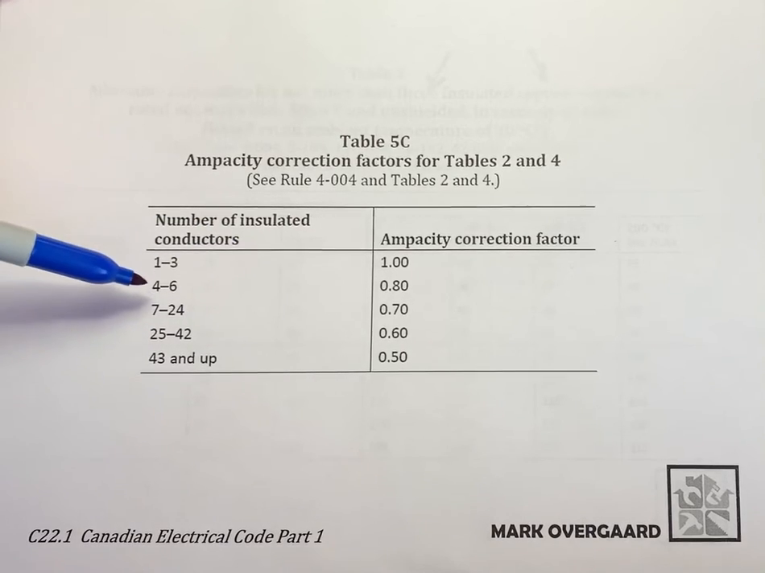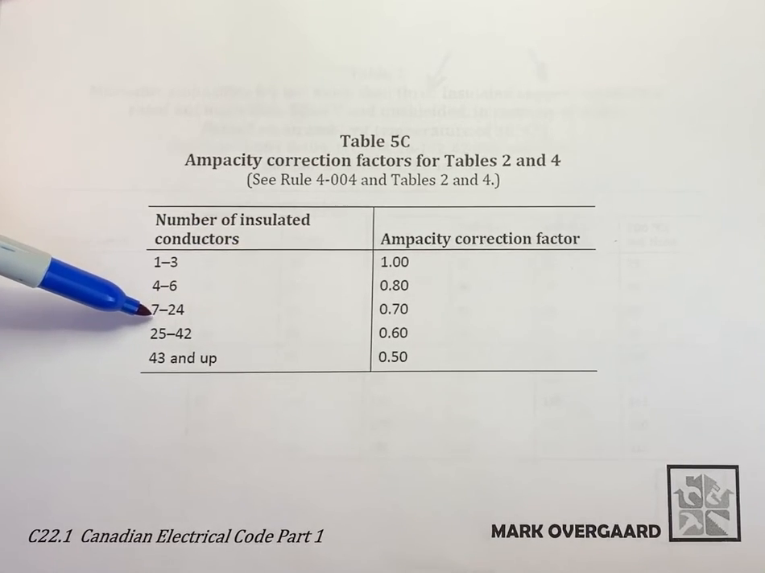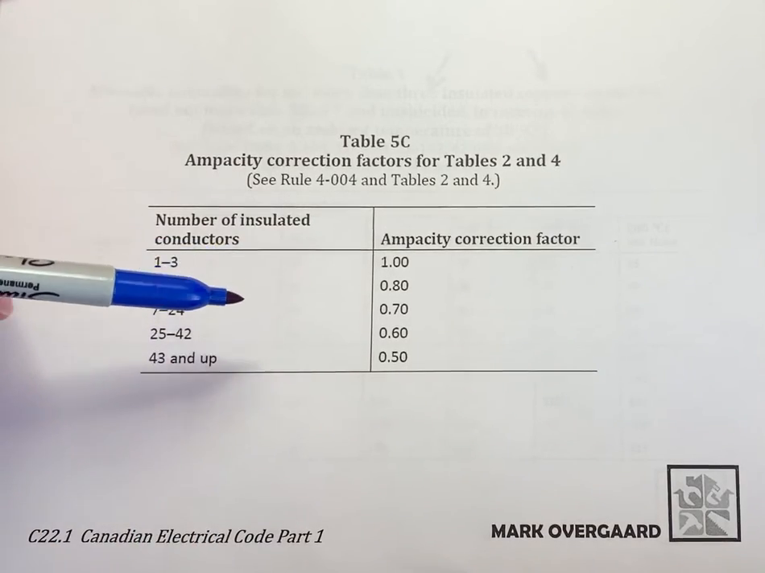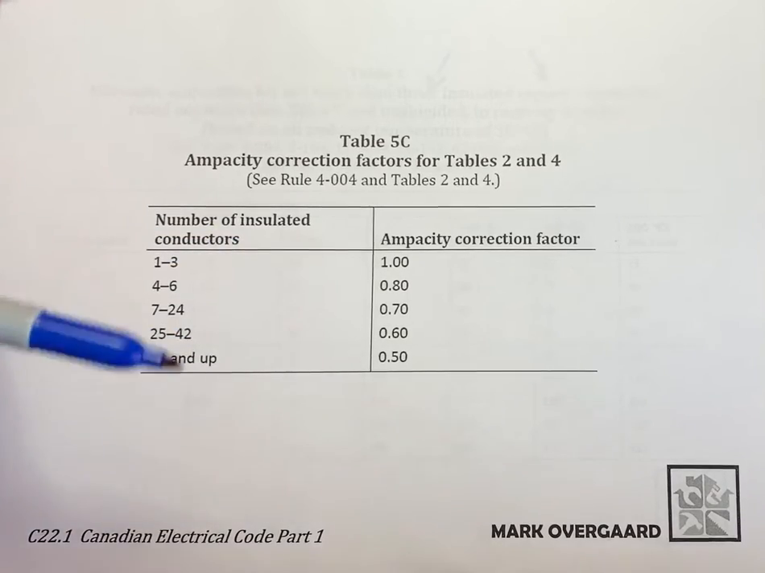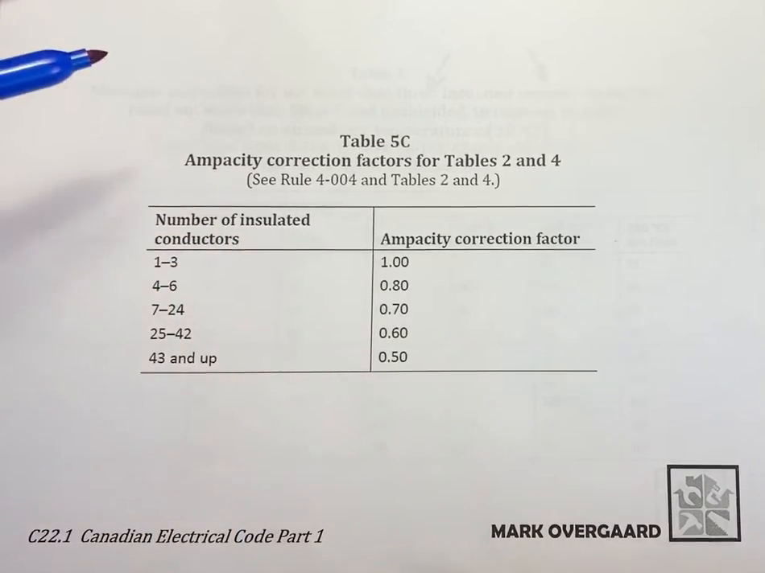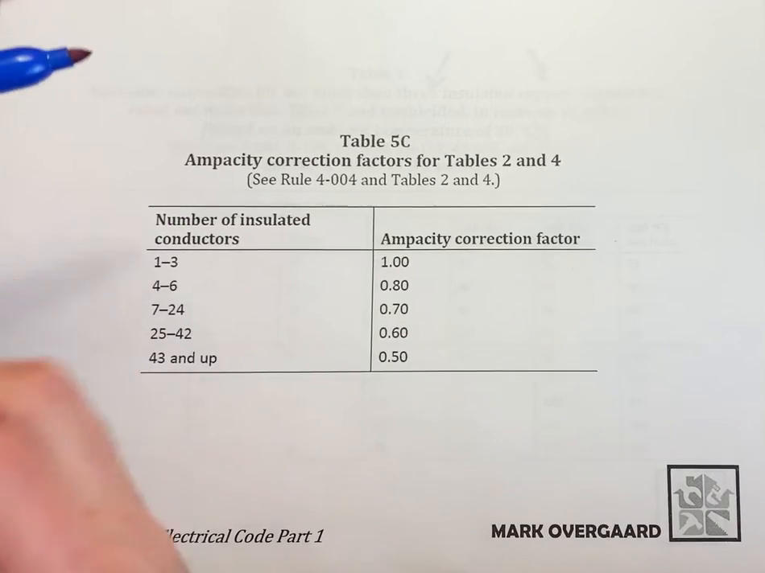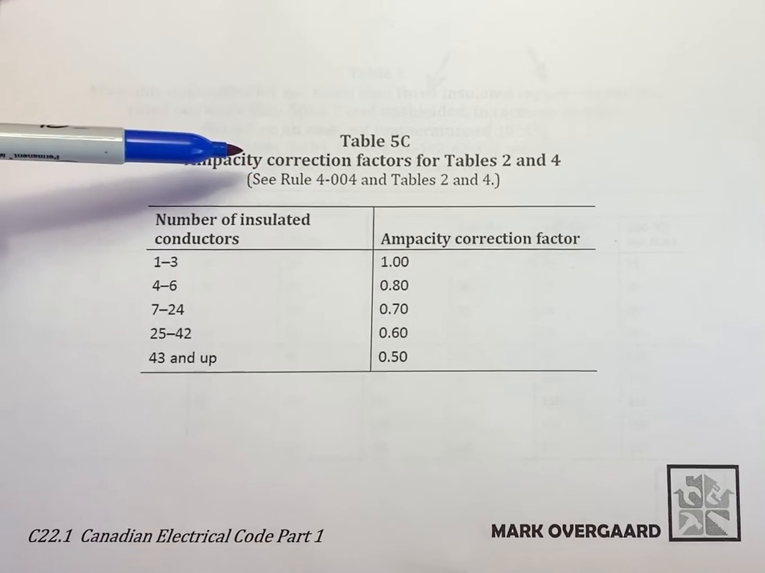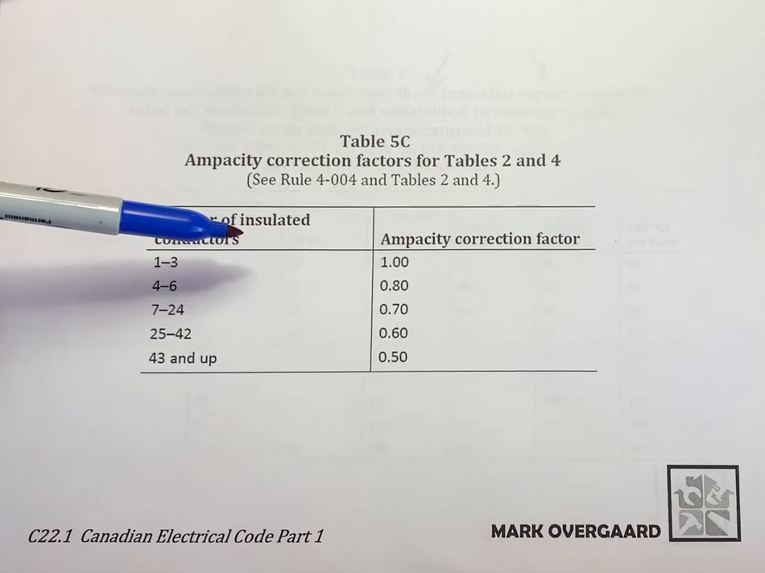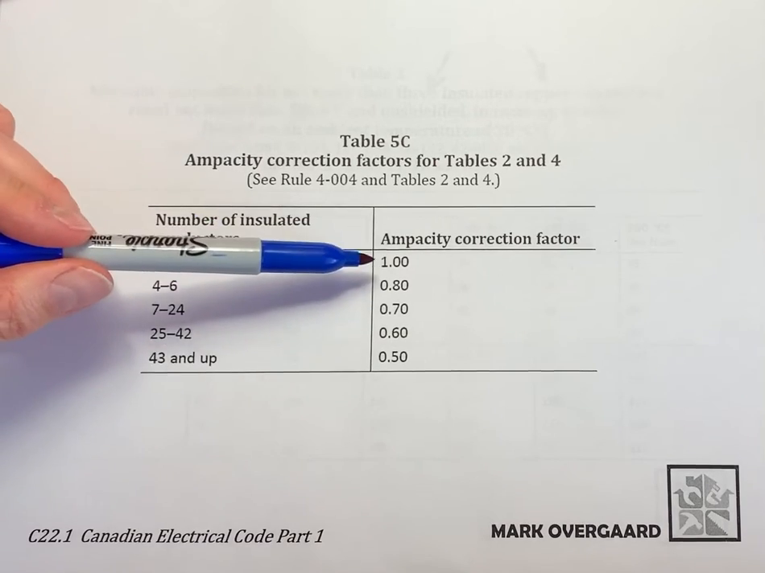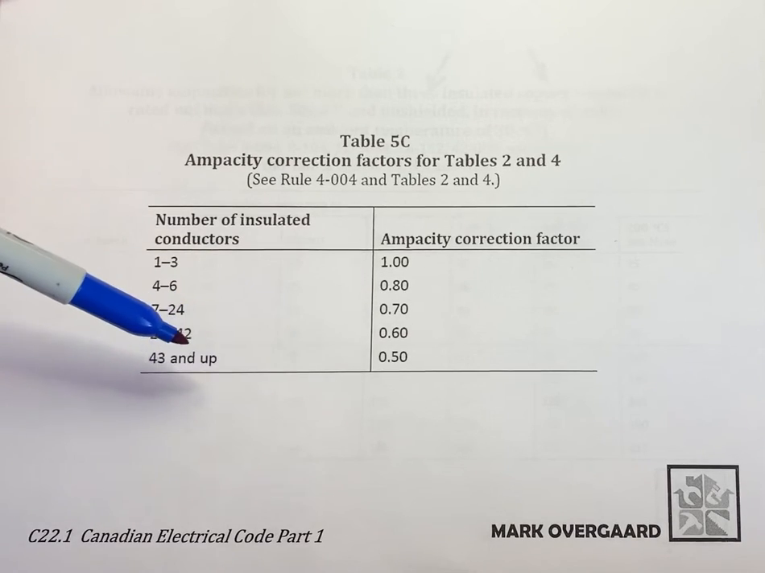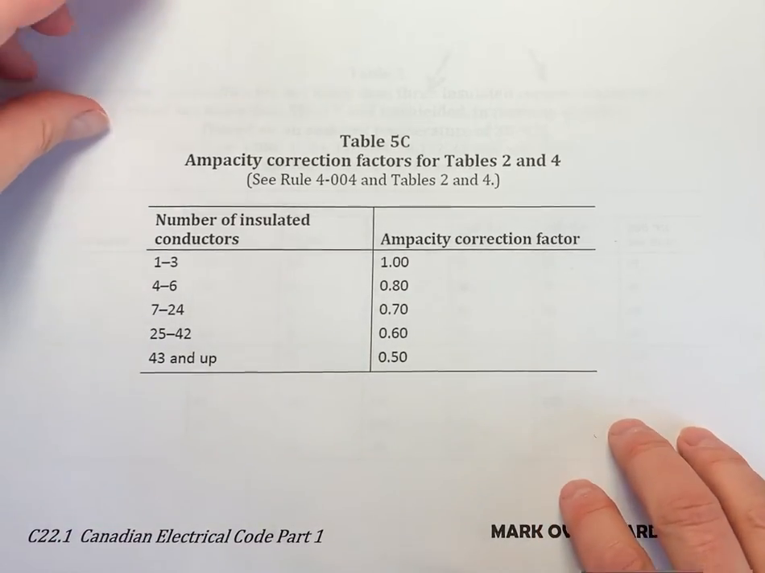But the idea is if you have more than 3, say from 4 to 6 or from 7 to 24, you have a ton of conductors bunched together, and they have to dissipate the heat into the atmosphere. Well, when you have a ton of them together, it's harder to dissipate that heat. You generate much more heat. So you need a correction factor, or you have to derate the amount of ampacity that can go through the conductors. So here are the correction factors: from 4 to 6, 0.8; 7 to 24, 0.7, and so forth. Now, the best way to go through this is to go through a question.